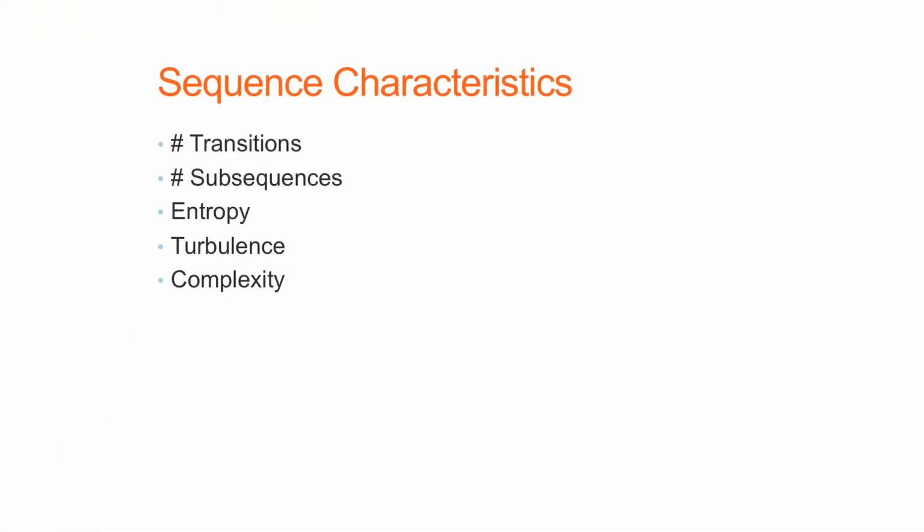There are also some other measures of entropy, or the general sort of variability of states within a sequence. And then turbulence and complexity are both composites of the number of transitions, number of subsequences, and entropy in different ways.